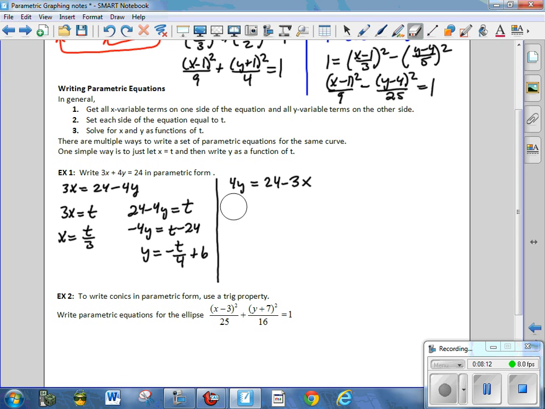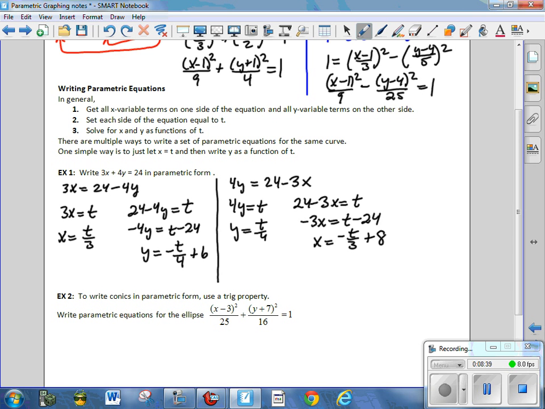I want to end up with x and y on the left, so I'm just going to do 4y equals t, 24 minus 3x equals t. So here I would have y equals t over 4, and here, if I subtract 24 and divide by negative 3, I'll just go ahead and do it in two steps. Negative 3x equals t minus 24, or x is equal to negative t over 3 plus 8. Two different parametric equations, but you'll find if you put them in the calculator, you get the same figure.